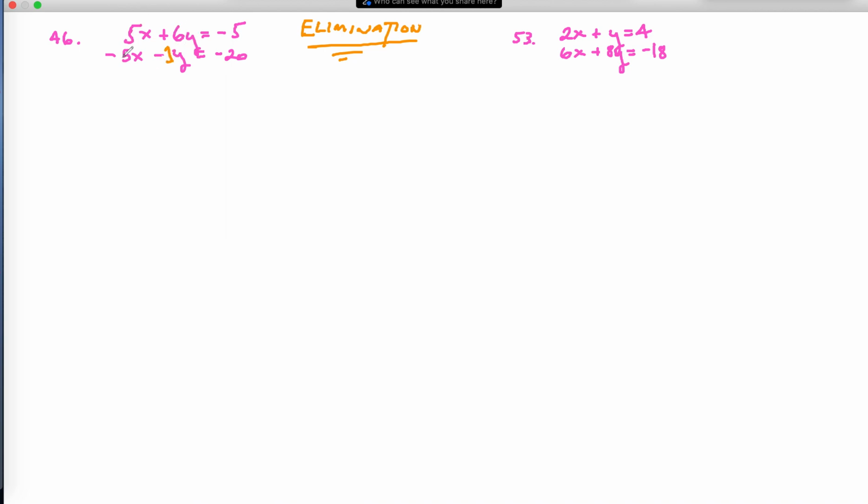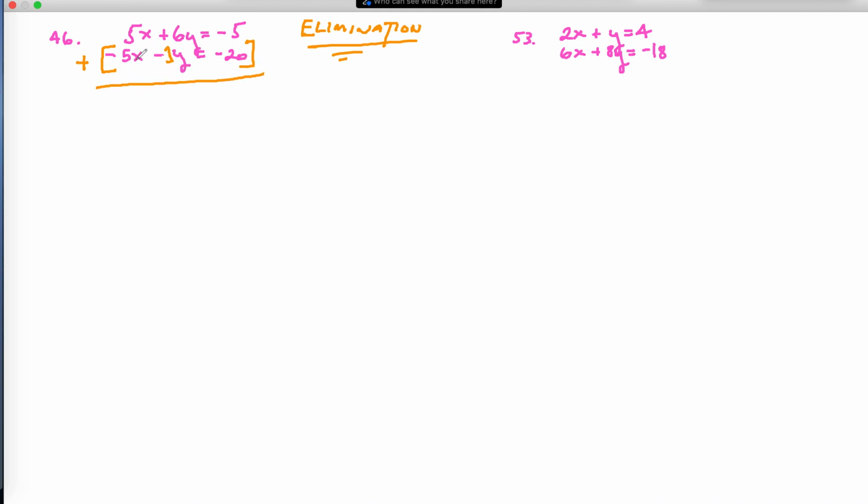But if you look at the x's, this is 5, and this is -5, which is precisely what you want. You want it to be the same number, but opposite signs. So this is +5, this is -5. Once that's the case, you just add the two equations together. So for this first one, I didn't need to change anything. All I needed to do was add the two equations together.